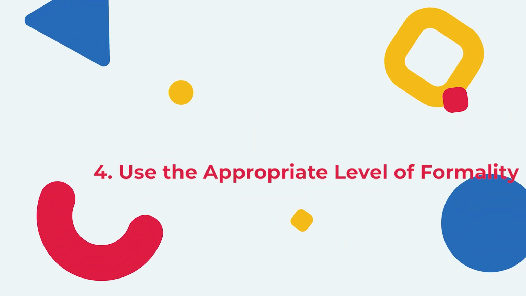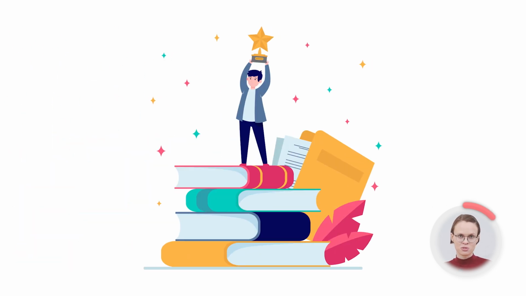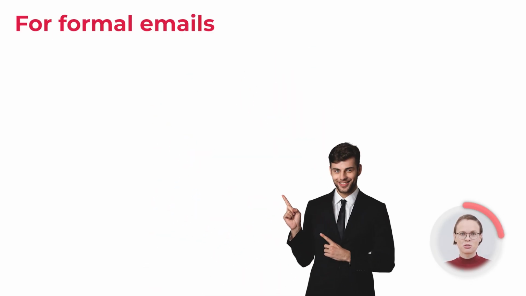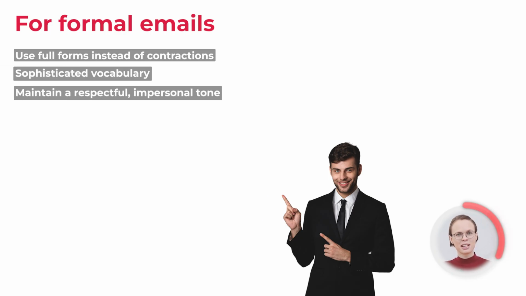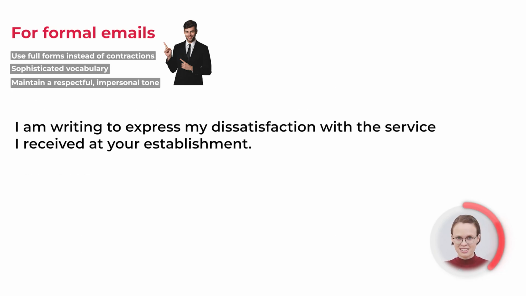Tip number 4 is crucial. Match your level of formality to the email type. This directly impacts your task fulfillment score and is one of the most common mistakes CELPIP candidates make. For formal emails, use full forms instead of contractions, sophisticated vocabulary, and maintain a respectful, impersonal tone. For example, I am writing to express my dissatisfaction with the service I received at your establishment.